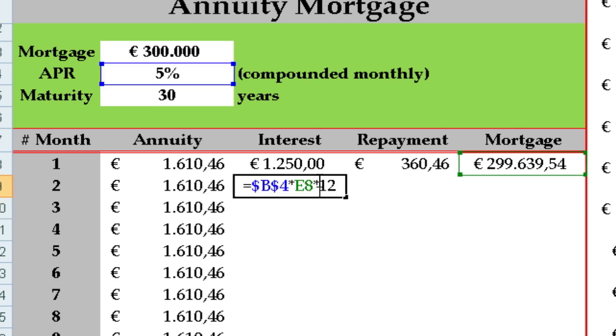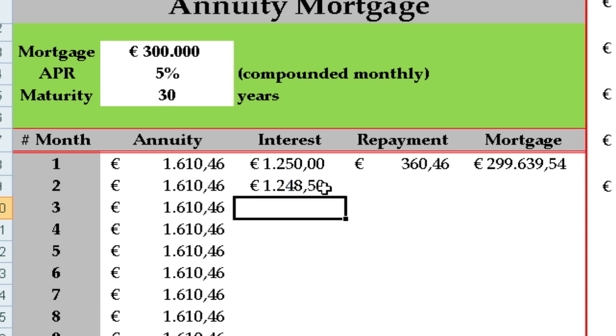Oh, it's not times 12 but divided by 12. So we pay a little less in interest, let's say 1,248 euros and 50 cents.